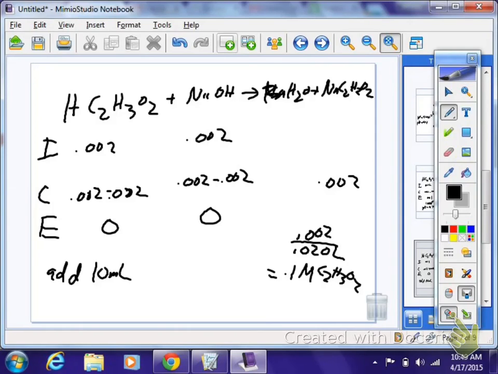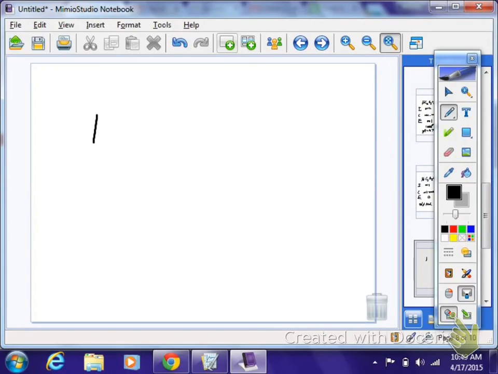So now you've got to find the KB from the Ka, because we have the same problem we started off with at the beginning of the class. So at the beginning of the class we have KB equals, I'm sorry, KW divided by Ka. So go ahead and find the KB.